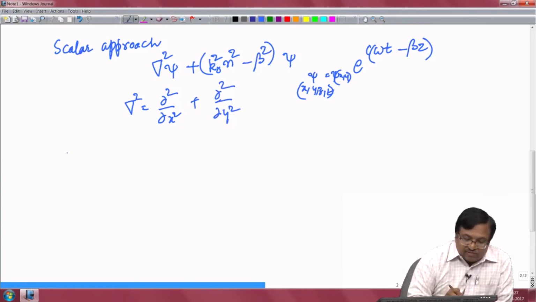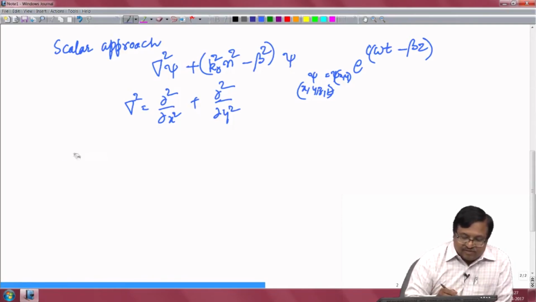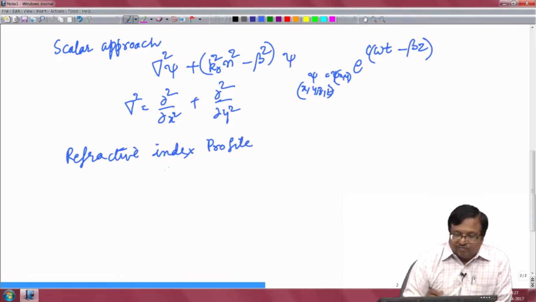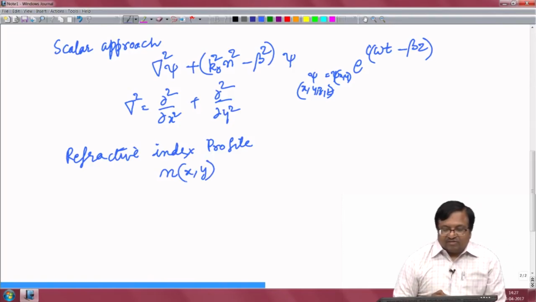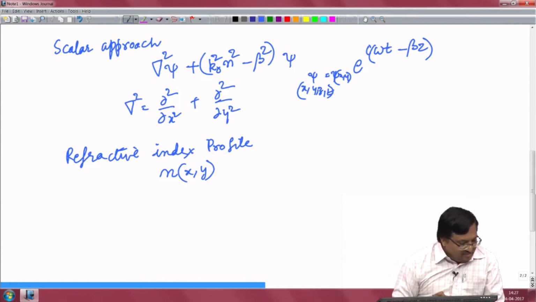and the most important input parameter is the refractive index profile n. n is a function of x comma y, compared to the slab waveguide where the refractive index profile depends only on either x or y. We have a refractive index profile dependent on both x as well as y here.